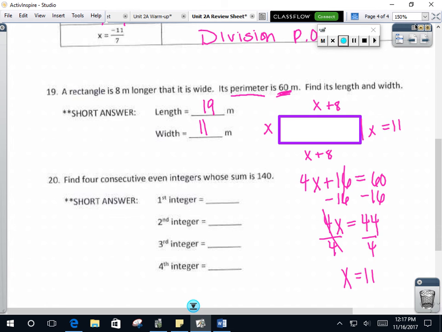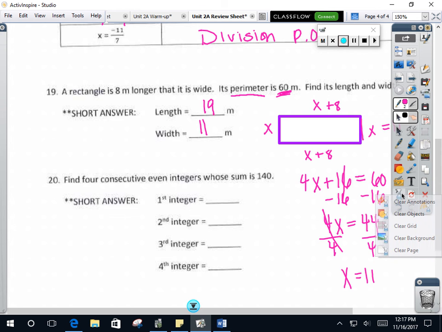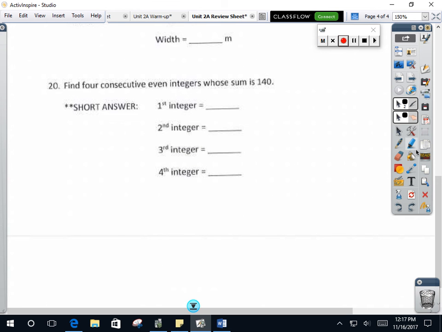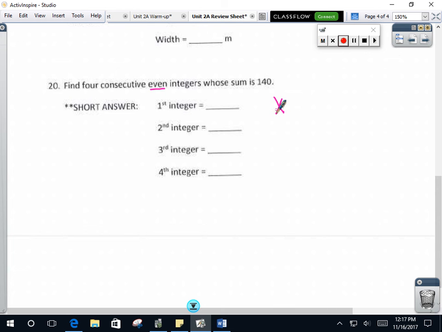Alright, number 20. Find 4 consecutive even integers whose sum is 140. Okay, well right now we don't know any of these integers, right? They are unknown. But what do you know about the integers? They all have to be even and they have to be consecutive. So like if your first even number is 2, the next even number is 4. To get from 2 to 4 you have to do what? Add 2 to it. Then the next even number is 6.